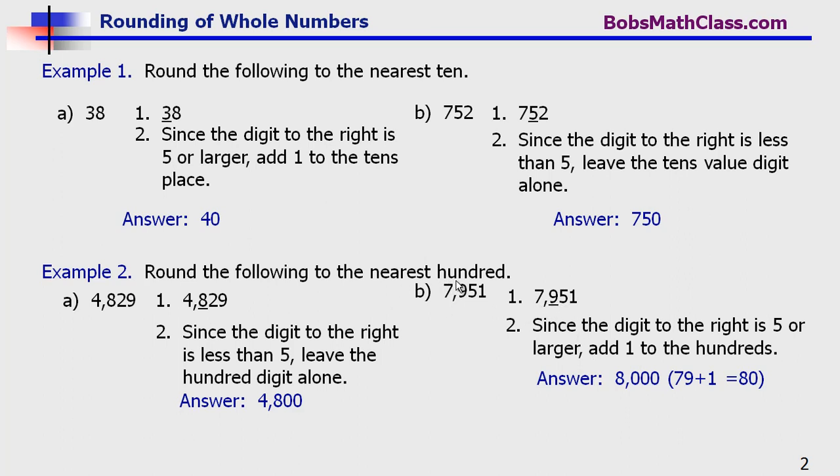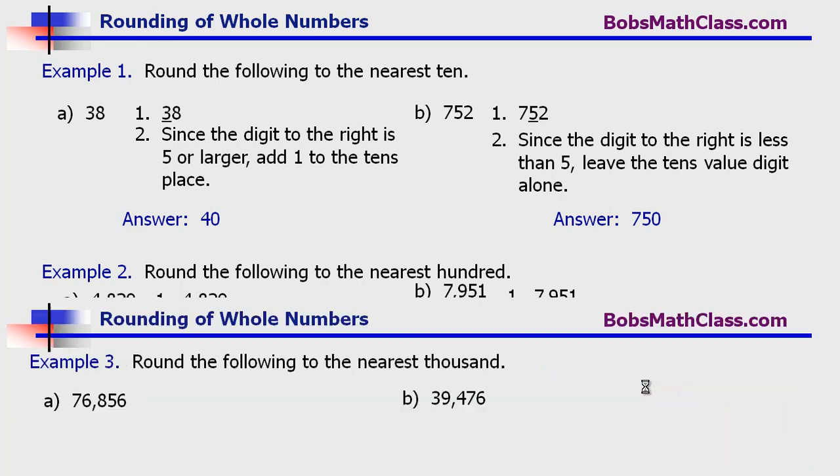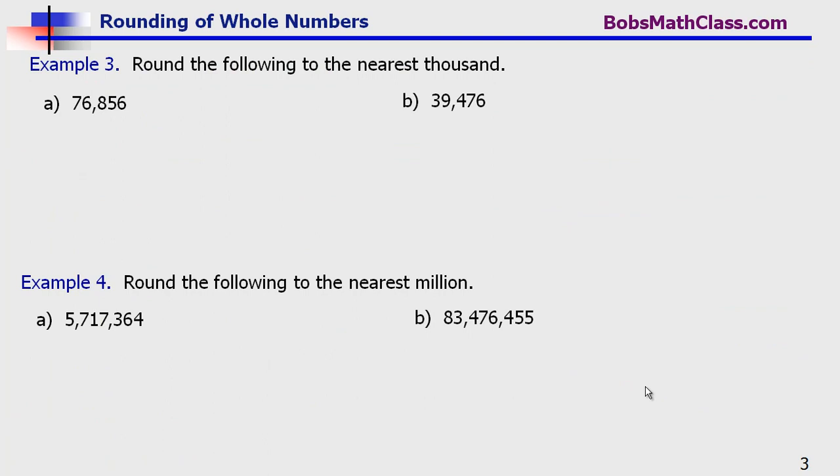So if you think about rounding to the nearest hundred, it's like you only have $100 bills, and you want to get as close to 7,951, either over or below. And so the closest would be 8,000. Okay, let's go to the next page. And now we're going to round these to the nearest thousand and million.